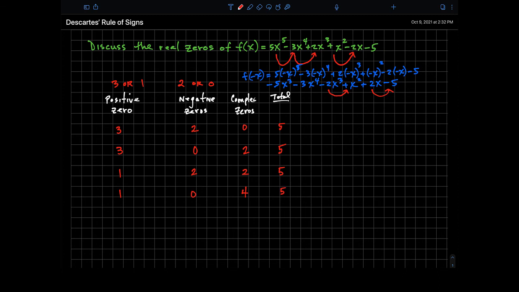So this is us analyzing the possible scenarios that may exist in this given function. This is laid out all together, and this is how we discuss real zeros using Descartes' rule of signs.